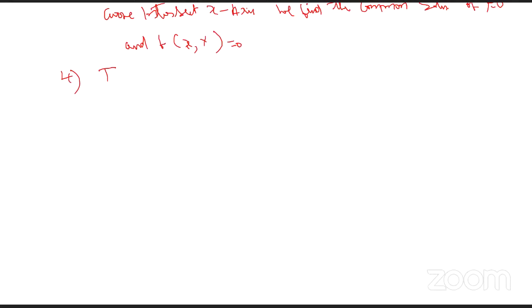Try to locate the points where the function is discontinuous.